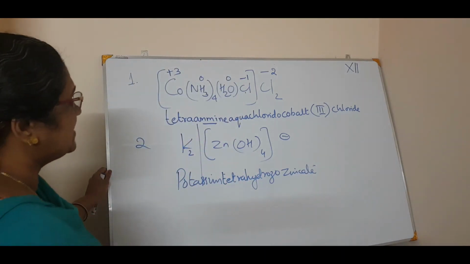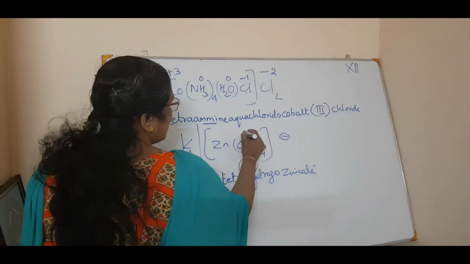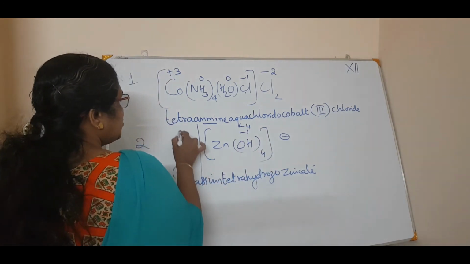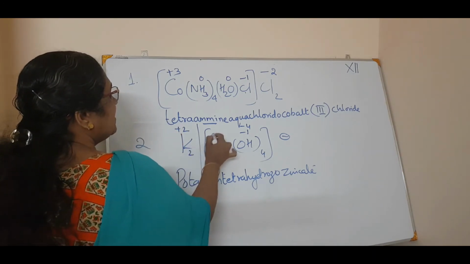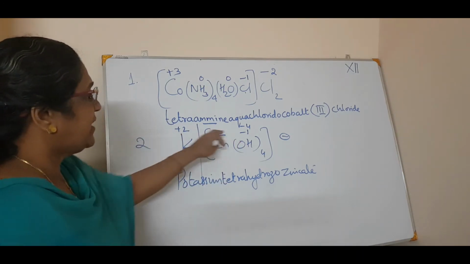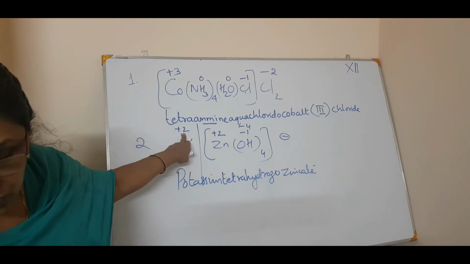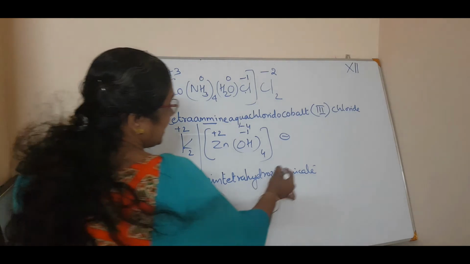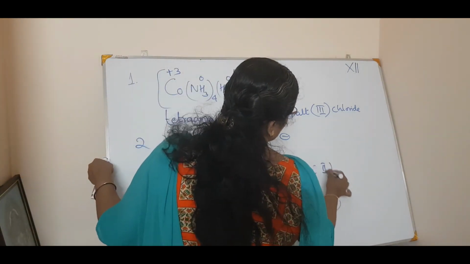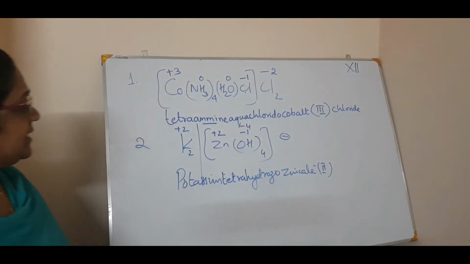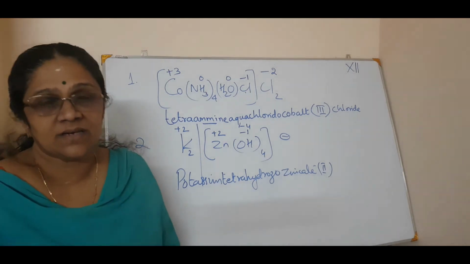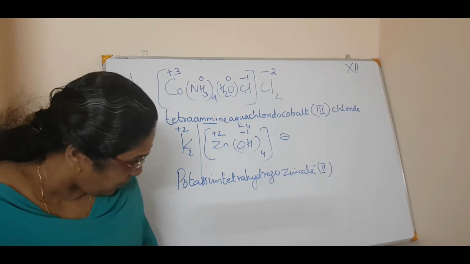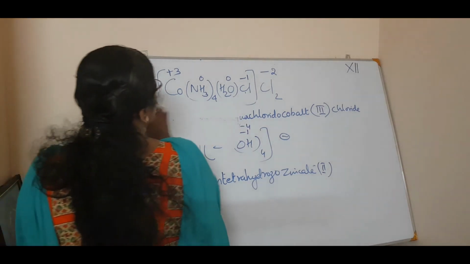Now what is the valency? How you will have valency? OH is -1. So 4 into -1, that is -4. K2 is +2. Now what is zinc? Zinc will be +2. So -4 and +4, 0. So it will be zincate(II). See? This is how you write the name. Clear? Okay. Now one more example we will write. This is very easy.